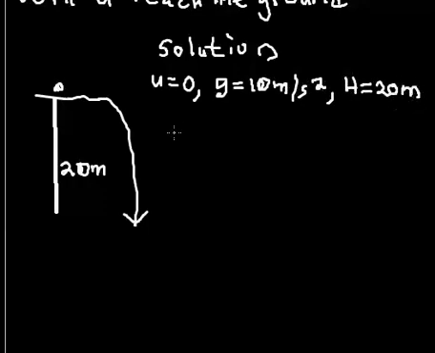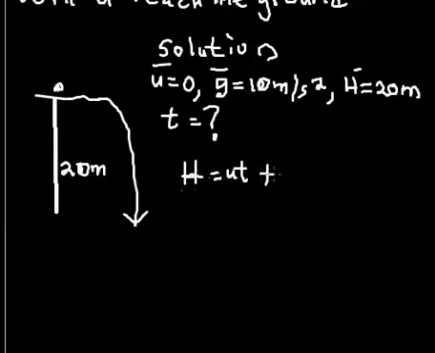Then what do we have? We are looking for the time to reach the ground. So which equation carries this? That is the second equation. h is equal to ut. Then am I using plus or minus? This time I'm using plus, because it is downward, for gravity. h is equal to ut plus half gt squared.